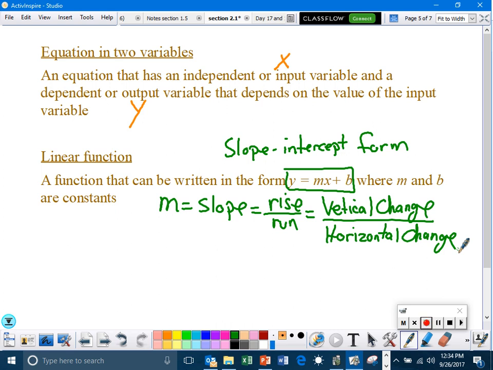Now remember, the word constant means it's a number that does not change. In an equation, the slope and the b are constants. Those are numbers that do not change for that equation. Okay, now the b, when we are graphing it, remember that is considered the starting point.